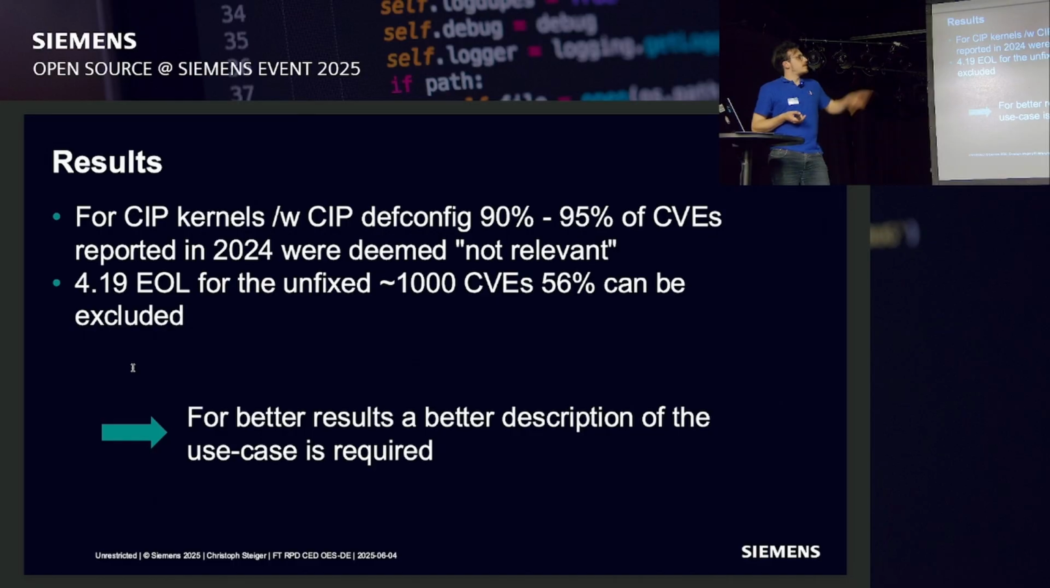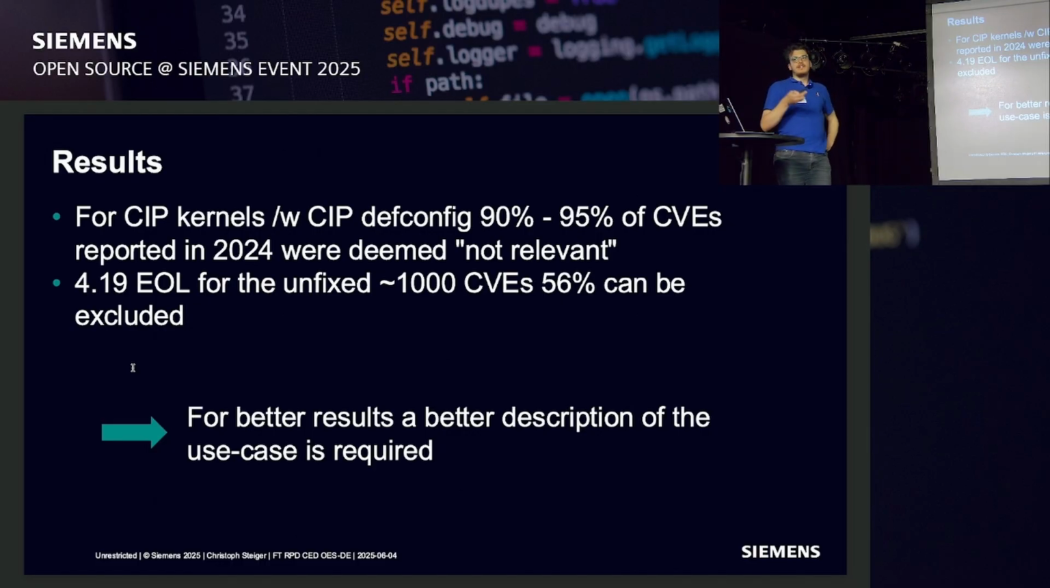I mentioned about 1,000 CVEs that were mentioned in the 4.19 EOL message. These are pre-filtered, of course. The Linux kernel looked at the ones which were unfixed and are actually probably inside the 4.19 kernel. And even there, with this tooling, we can exclude 56% of these 1,000. Now, of course, this should be improved because 6 a week is still very much for each of your products. The problem is that with the approaches we used here, it is very likely not possible because we need a better way to describe our use case.